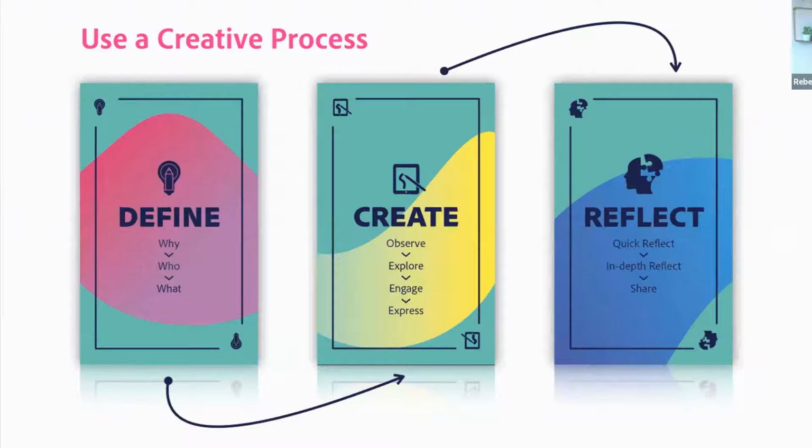If you know Harvard Project Zero's Studio Habits of Mind, those are words that you're familiar with. And then finally, at the end of creating, there's that reflection piece. They can quickly reflect, they can do an in-depth reflection, and they can share out their work. But if we don't go through each one of these phases, I think that oftentimes we get something kind of halfway created. We're not engaging all of those creative thinking abilities.